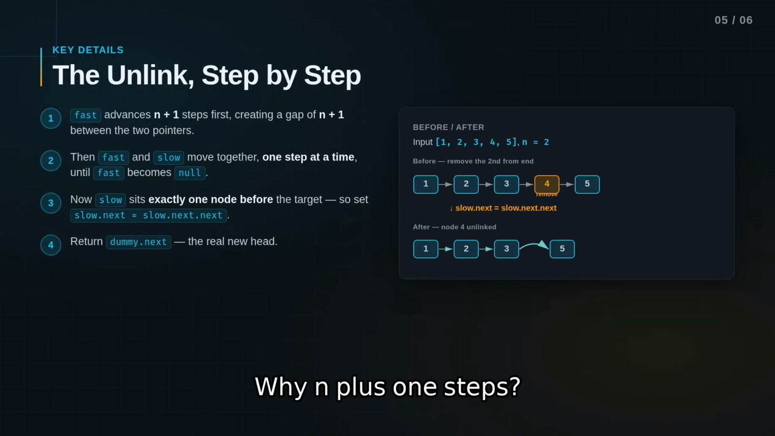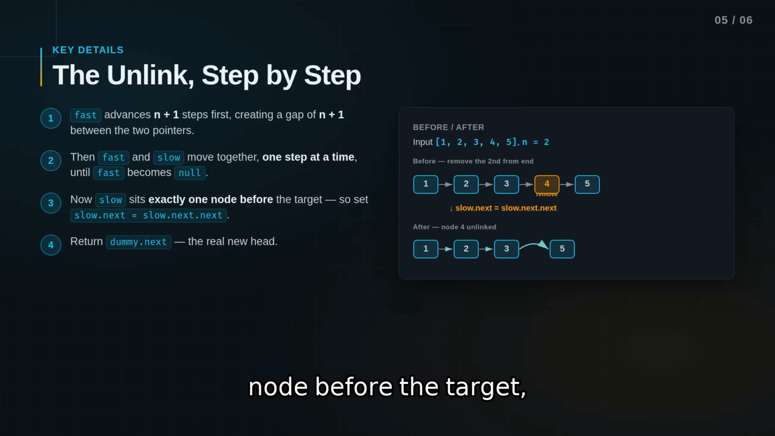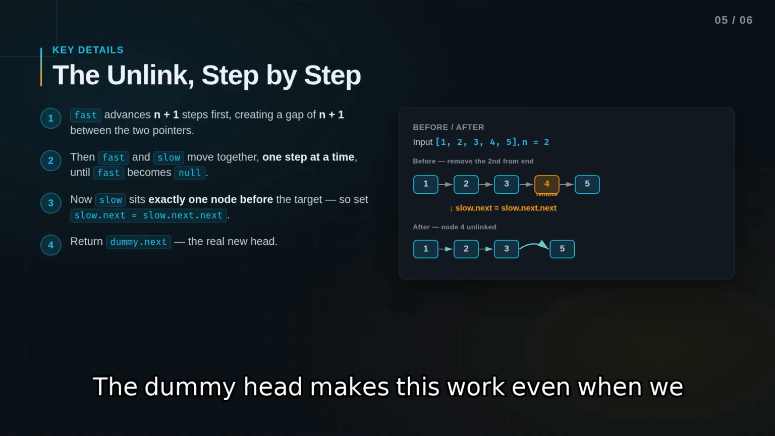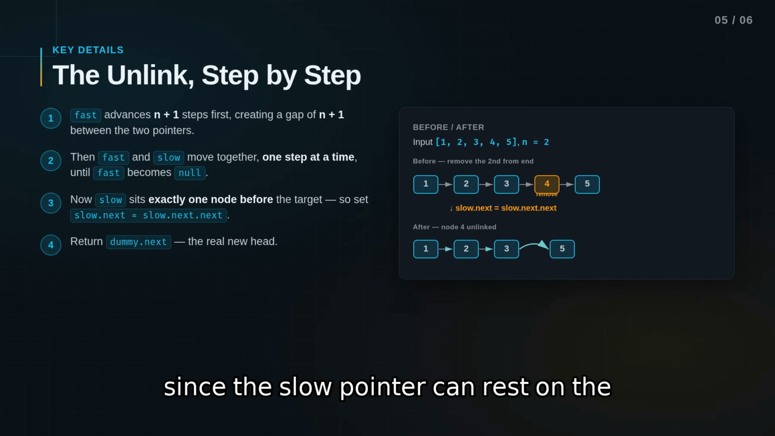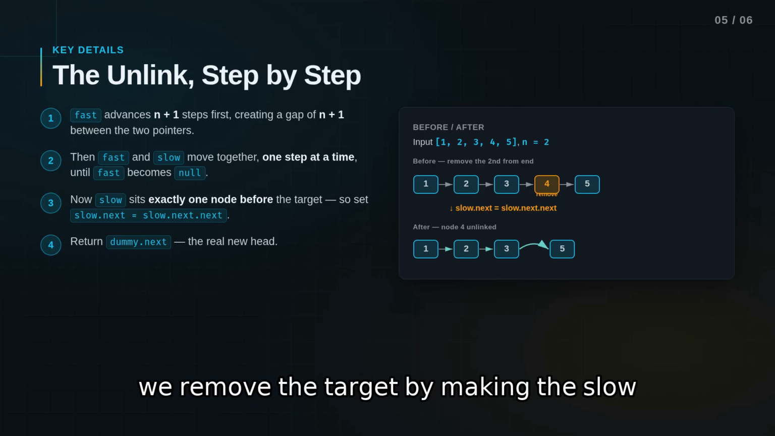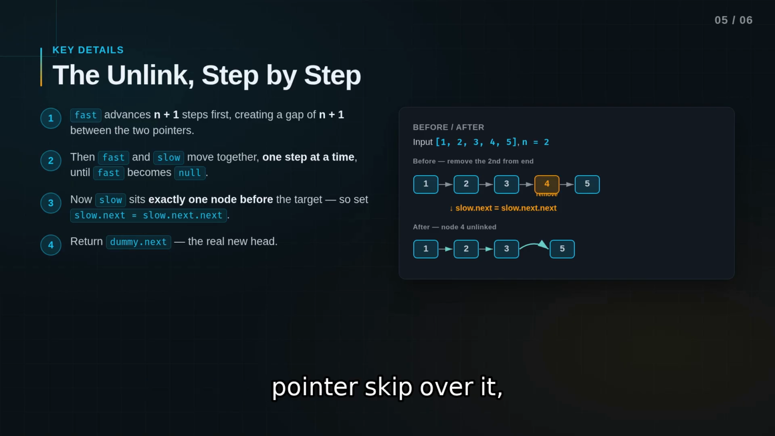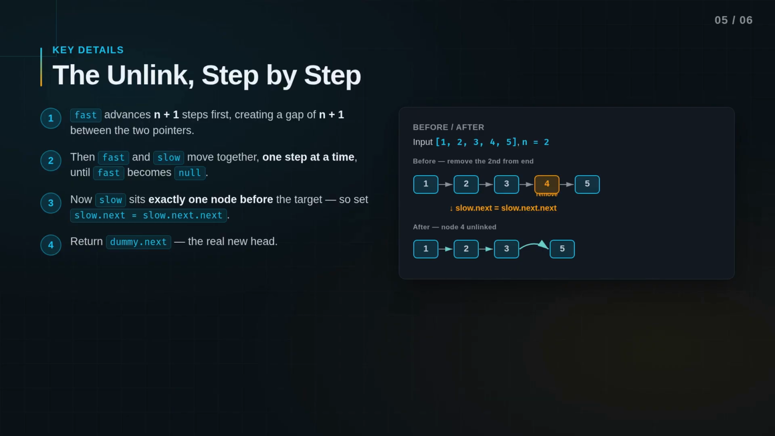Key details. Why n plus 1 steps? Because we want the slow pointer to stop one node before the target, not on the target itself. The dummy head makes this work even when we need to delete the original head node, since the slow pointer can rest on the dummy right before the head. Finally, we remove the target by making the slow pointer skip over it, pointing to the node after the target instead.